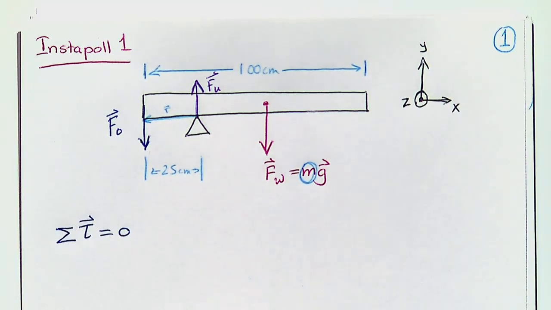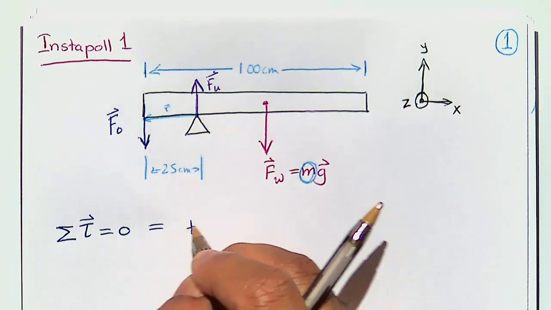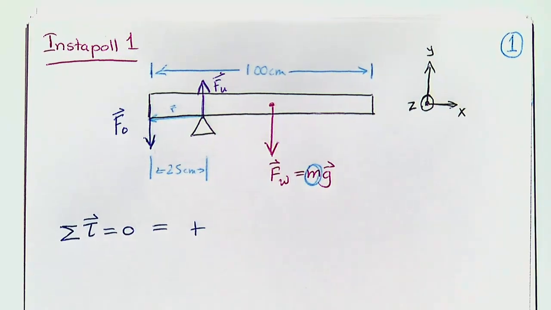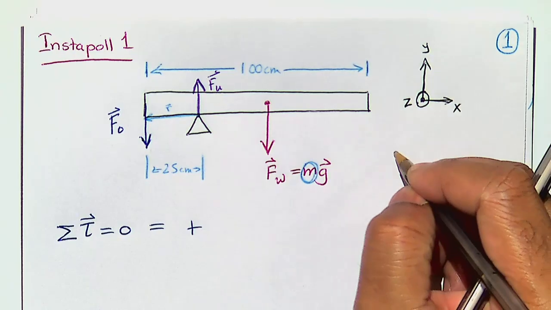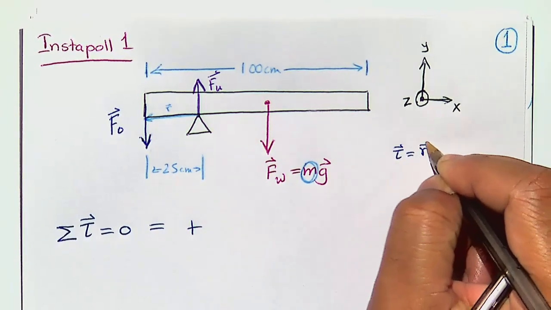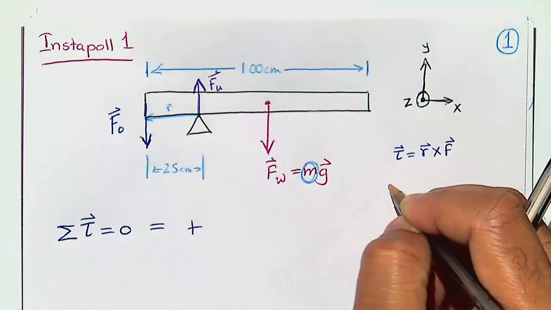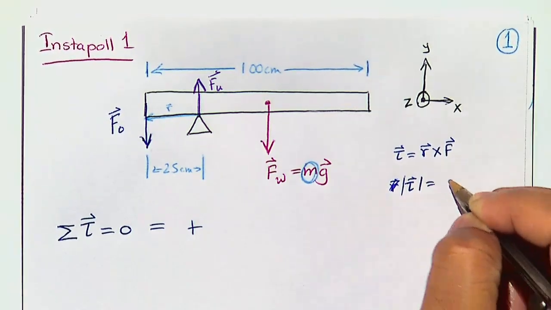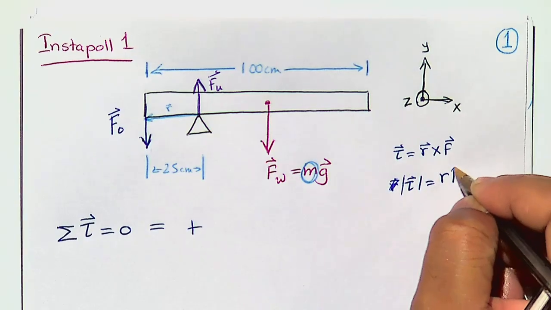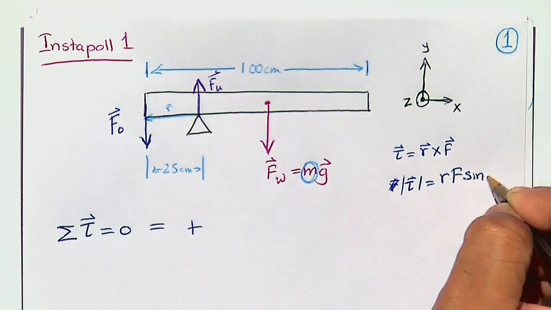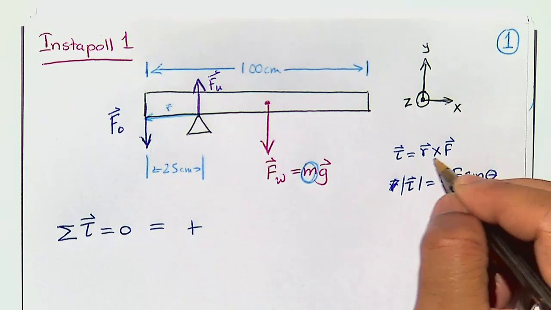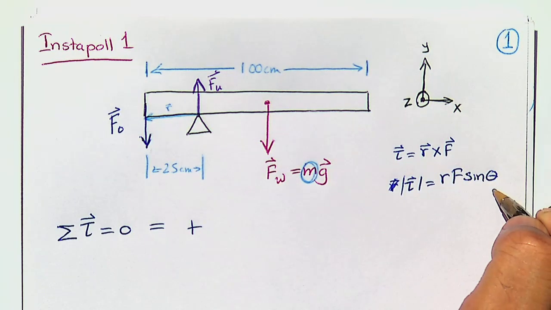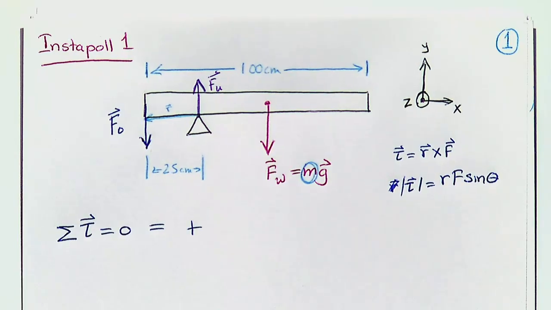So this is equal to a positive number, right? R and F are perpendicular to each other, right? So the definition of torque, right, is R cross F. And the magnitude of torque is the magnitude of R times the magnitude of F sine of theta, right? So if these two vectors R and F are perpendicular to each other, sine of 90 degrees is 1, so it's just a multiplication, right?